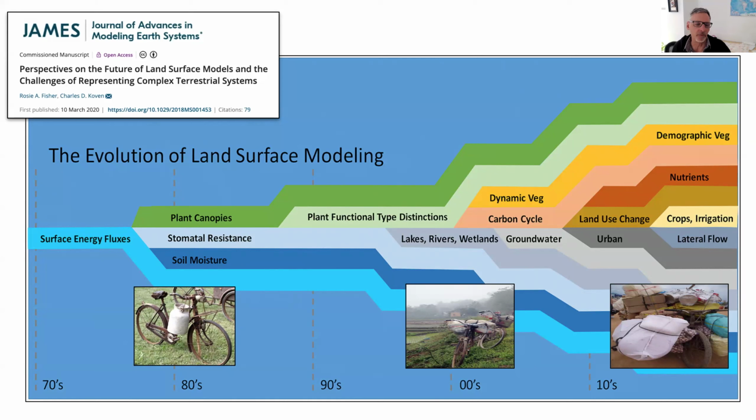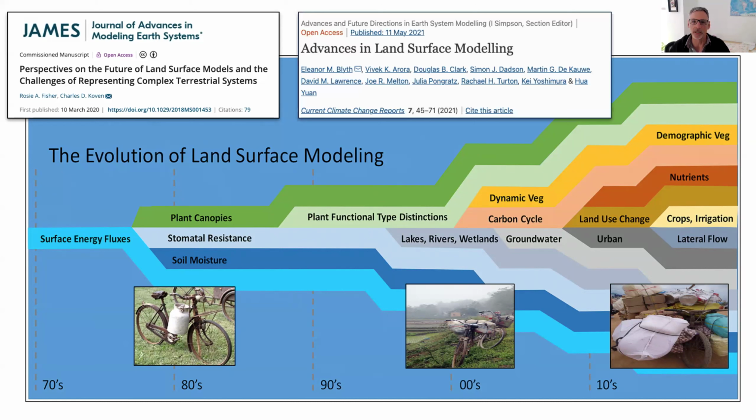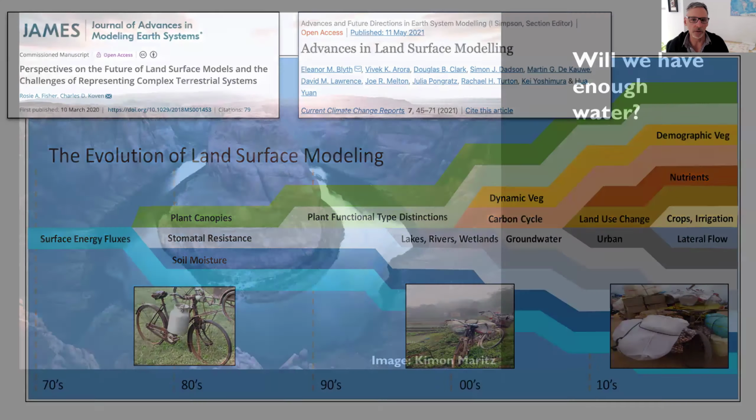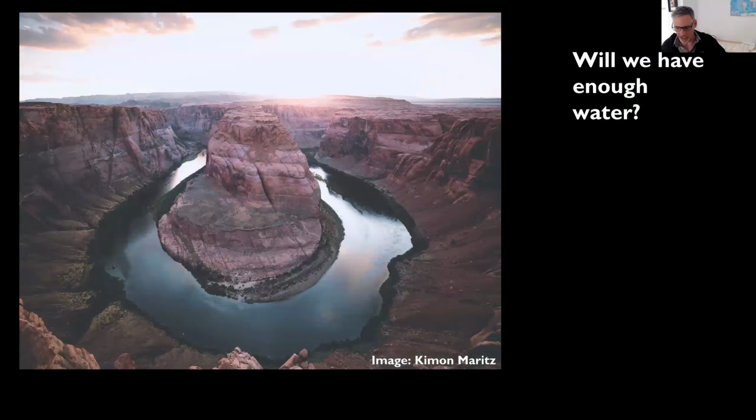And there's a nice paper by Rosie Fisher and Charlie Koven that outlines what we do with this challenge of representing complex terrestrial systems as we keep increasing complexity. And then a second paper led by Eleanor Blyth, talking about the advances in land surface modeling over the past several decades.